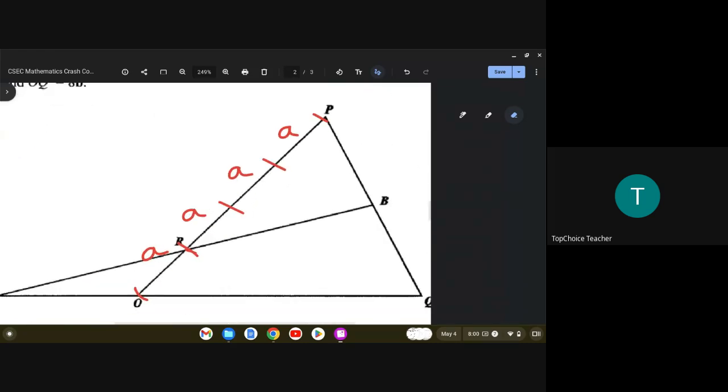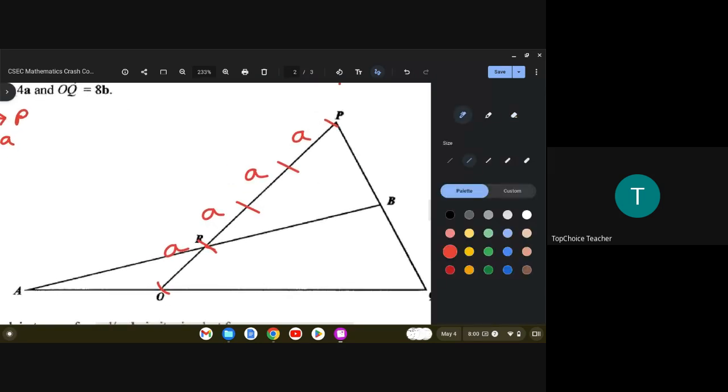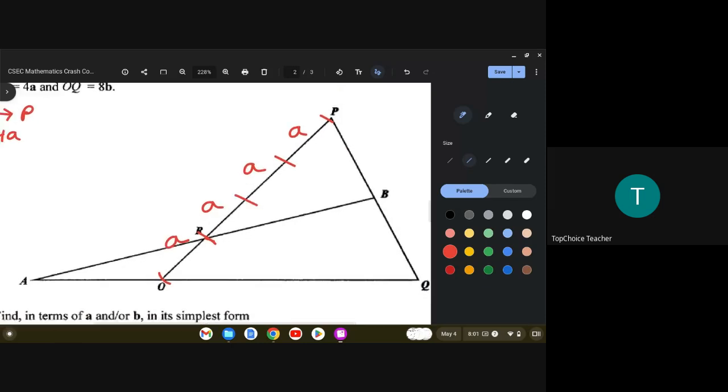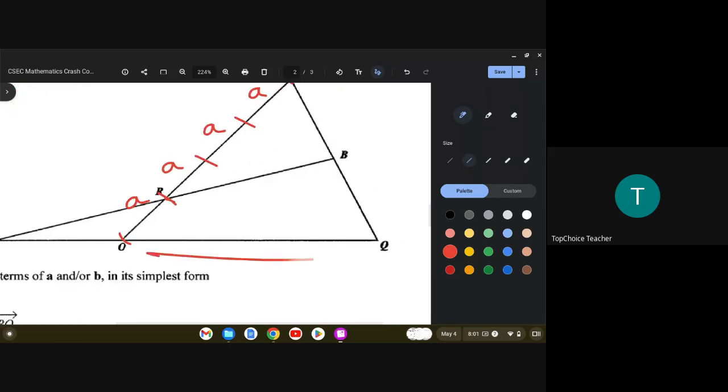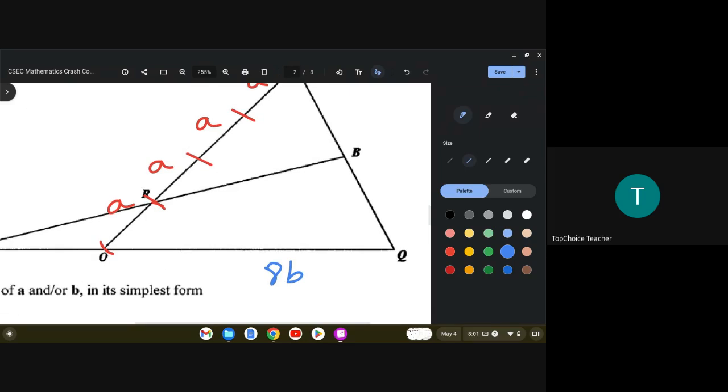8B. So I'm going to write that down here. They said O to Q is 8B. Okay, so where's O to Q? That's down here, and they said that is 8B. So the bottom of this triangle is 8B. I'll fix that a little better. The bottom of the triangle is 8B.